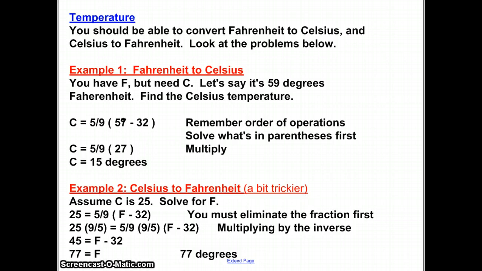So if you multiply both sides by 9/5, remember what you do to one side of the equation, you have to do the other. You end up with 45 equals F minus 32. Then add 32 to both sides, and see, that wasn't so hard. The Fahrenheit equals 77 degrees. You should practice some of those so you get used to going between one and the other.